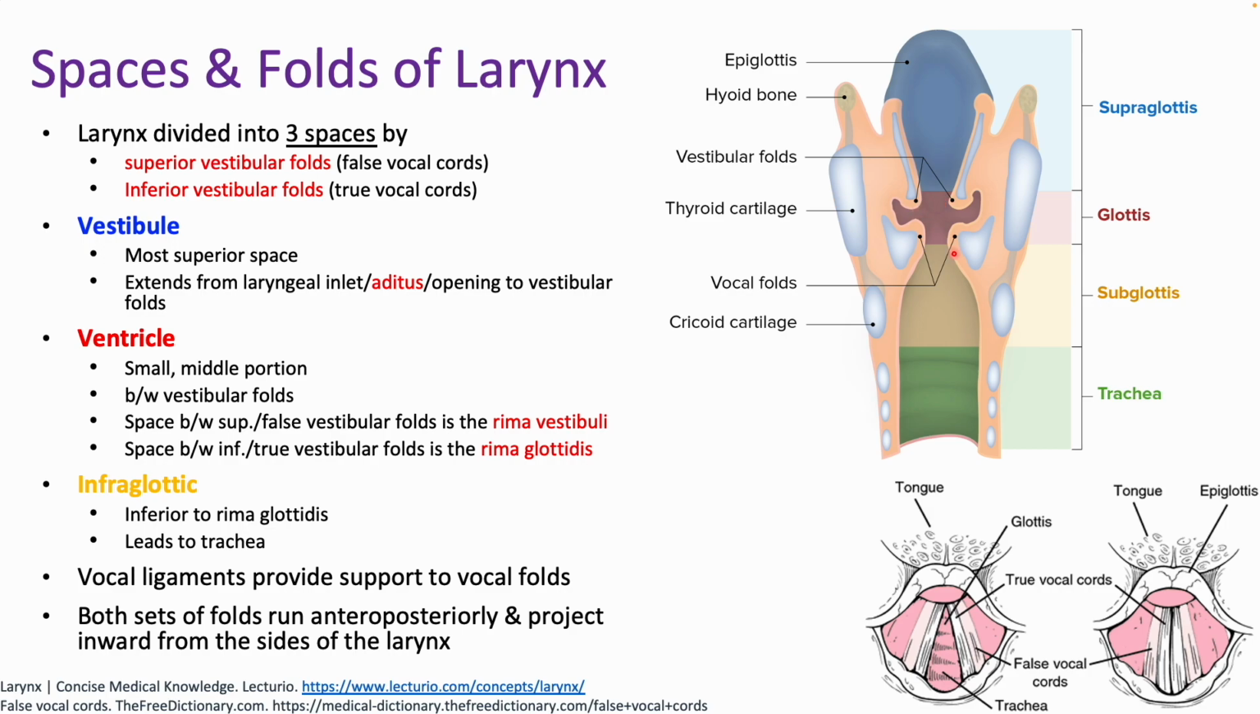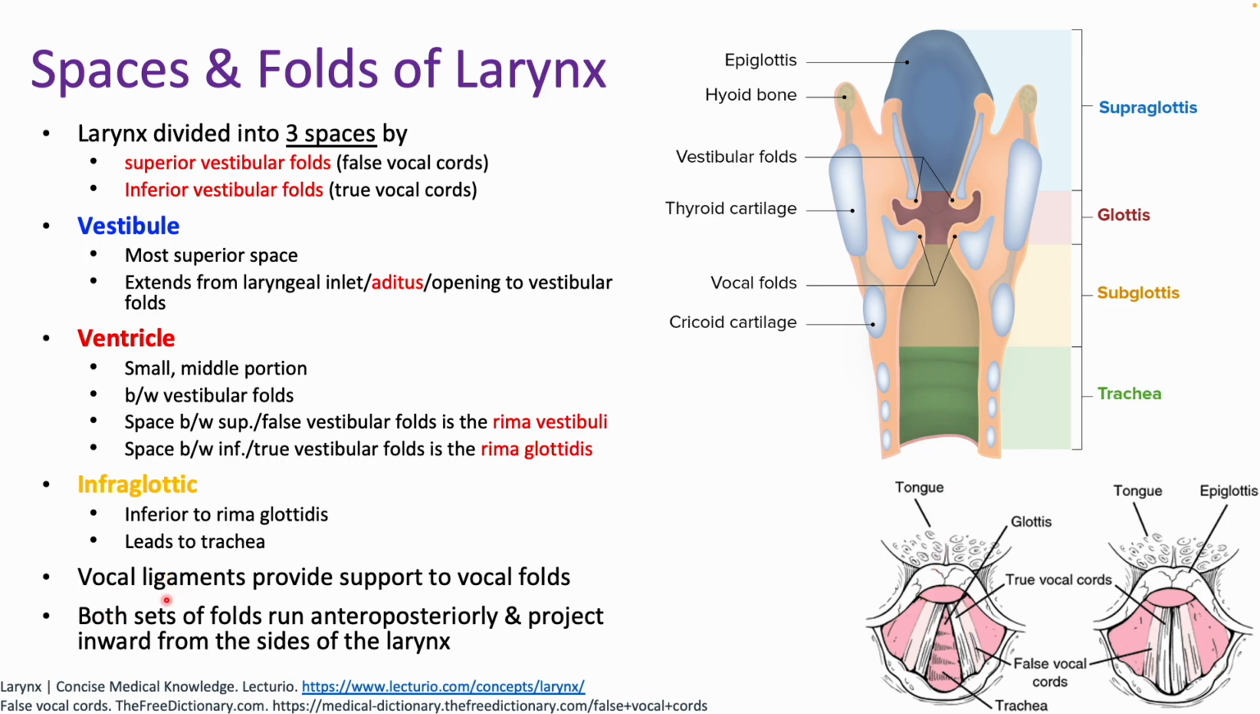And among that, we're going to have this small space between the superior or false vocal cords, and then a small space between the inferior or true vocal cords and the superior one. That's going to be called the rima vestibuli. And between the inferior ones, that's the rima glottidis. Traveling more inferiorly, once we get inferior to the rima glottidis, we're going to hit the infraglottic or below glottis space. And that's going to lead down and eventually become the trachea, which will go to your lungs.